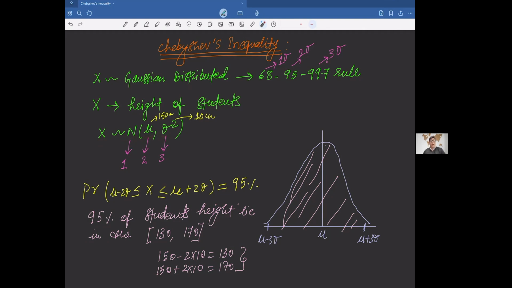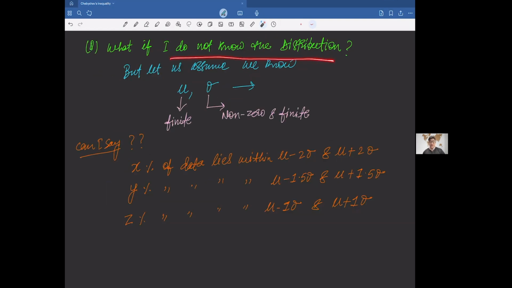And hence, we are able to apply this 68, 95, 99.7 rule. But what if I do not know the distribution, but I know the mean is finite and the standard deviation is non-zero and finite? Now, can I find the percentage of points that lie within the 2 standard deviation range, that is my X percentage, or 1 standard deviation range, which is my Z percentage, or 1.5 standard deviation range, which is my Y%? Now, you might wonder, what is the use of all these things?